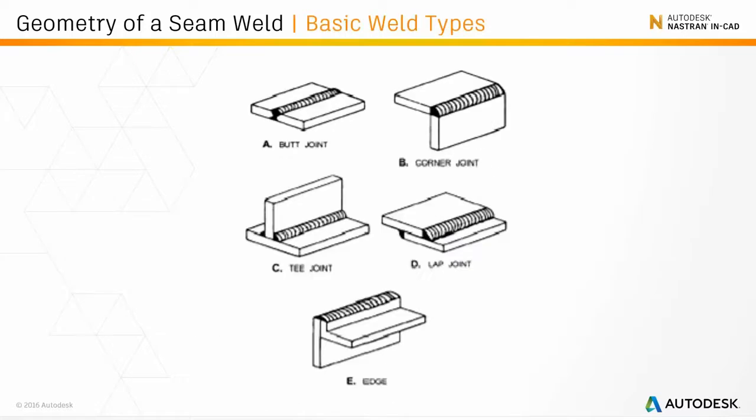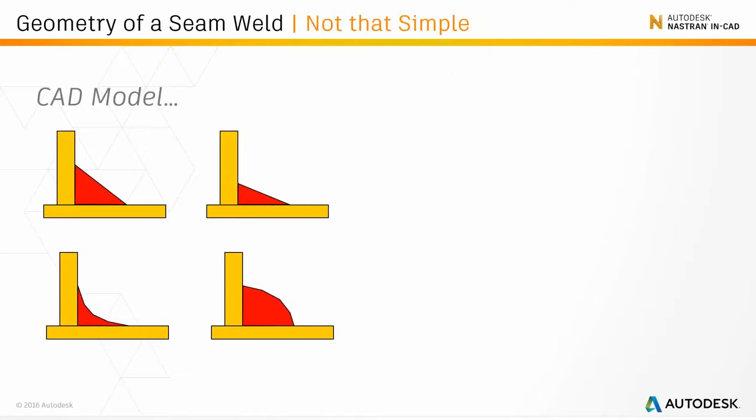Okay, so let's look at some of the more common types of welds, and here are some of the ones: butt welds, corner joint, T-joint, lap joint, and edge. We'll look at some of these today, but these aren't uncommon types of welds. But one thing to realize about the geometry of a seam weld is that it's not that simple. So why does an FEA model of a weld from a CAD system not match reality? Well, these images will hopefully highlight this.